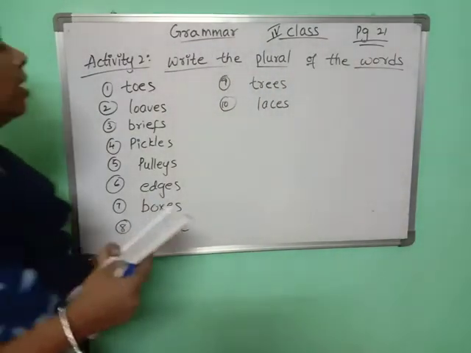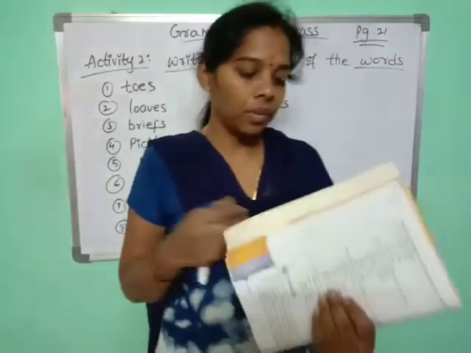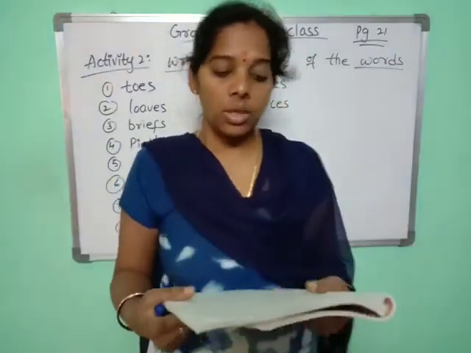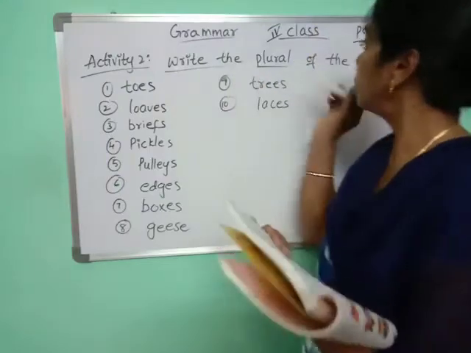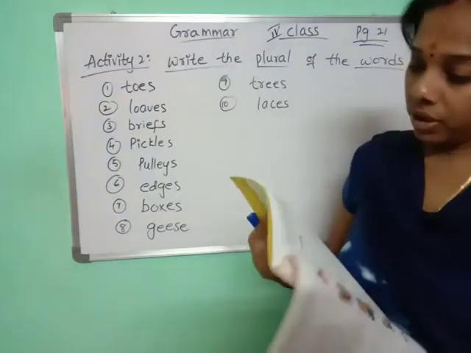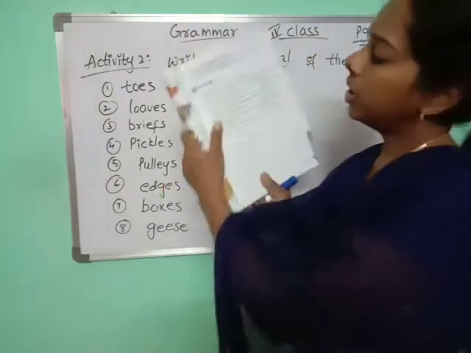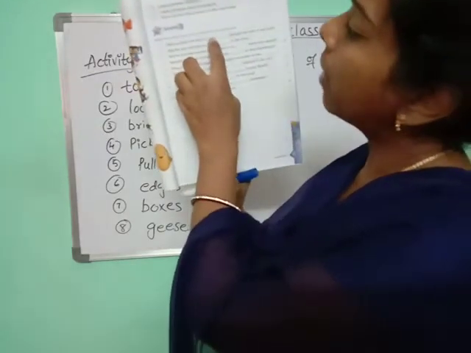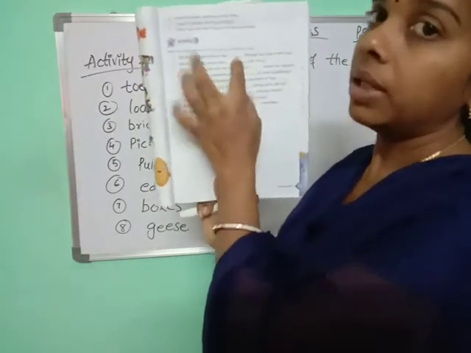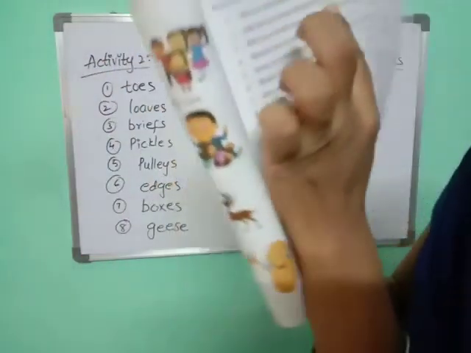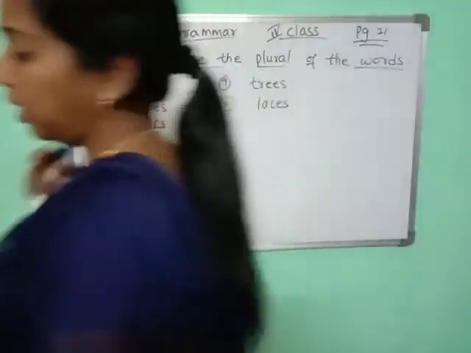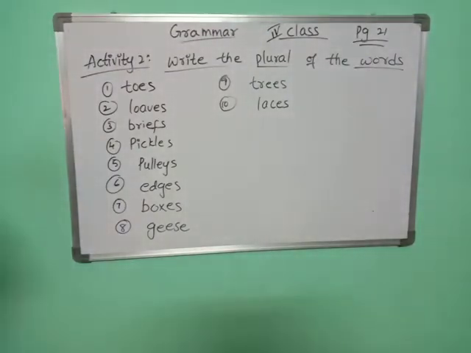So children, we are doing the singular and plural. In activity 2, children, write the plural forms of the words in the blank area. Here some words are there. For that we have to write the plural. Can you see it in your textbook? Okay. So I have written the answers here. I will read it out for you.